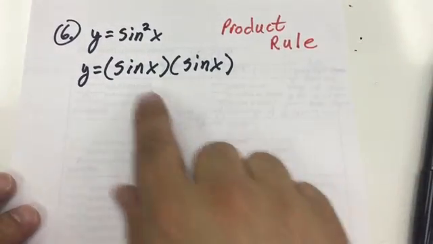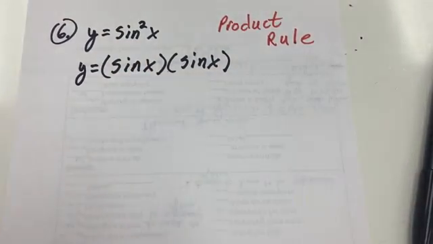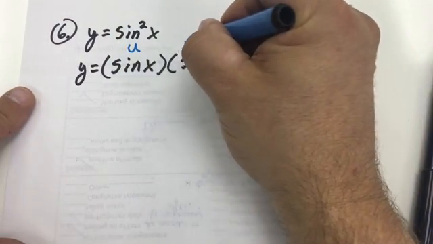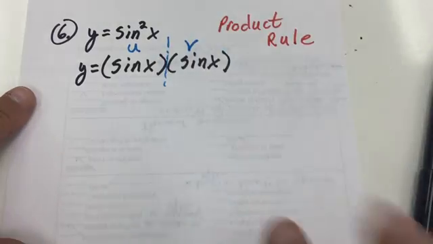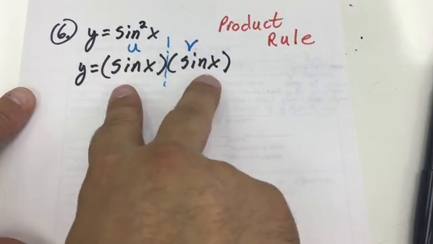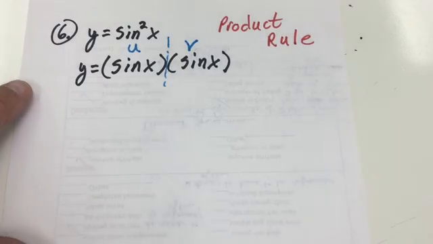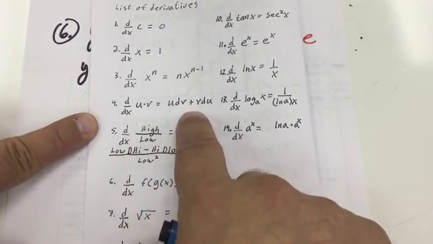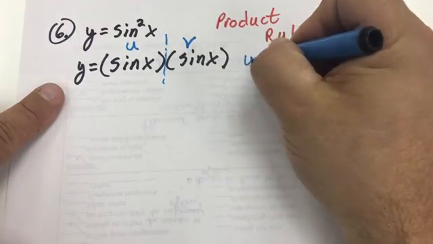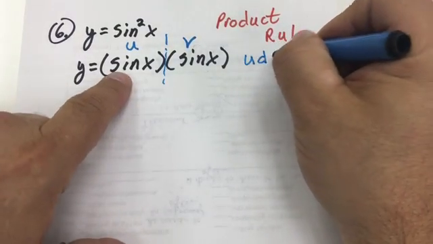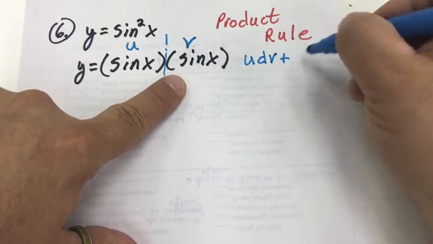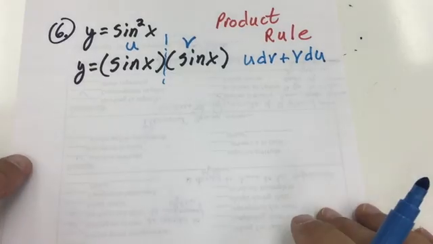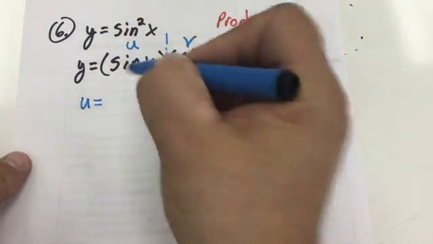To use the product rule, after you've split this into sine x times sine x, you want to label this first part as something called u, and the second part as v. I split it down the middle, and I have two elements. I'm multiplying sine x times sine x. That's where the word product rule comes into play. Now, product rule is right here. If you're multiplying two elements, it's u dv plus v du. So I'm going to write that down. U, the first element, times the derivative of the second element, plus v, the second element, times the derivative of the first element.